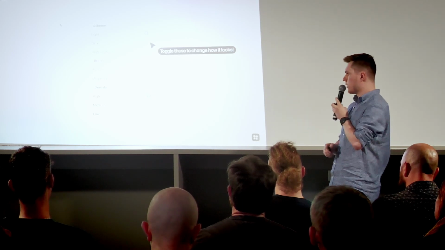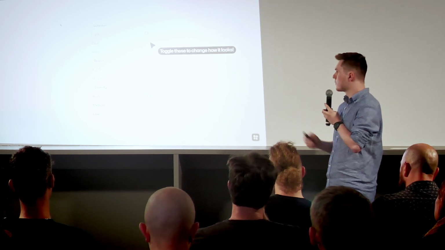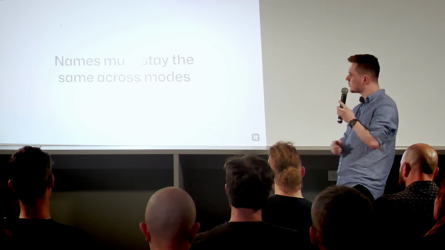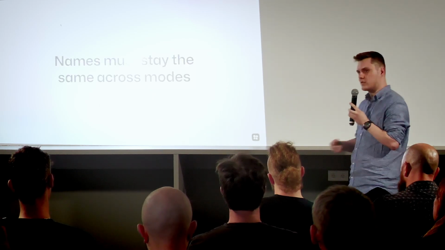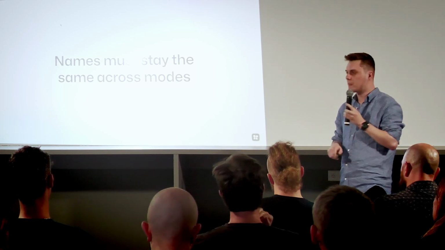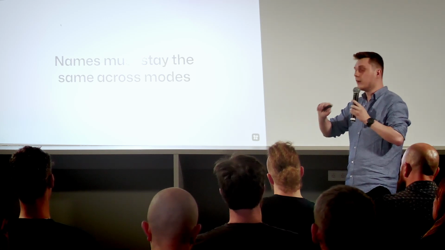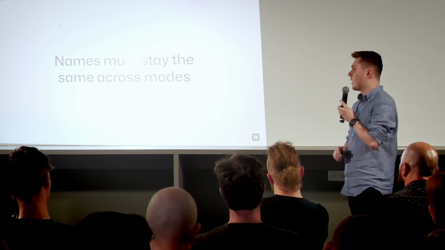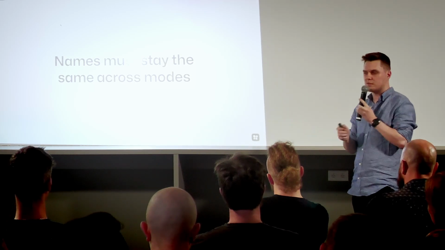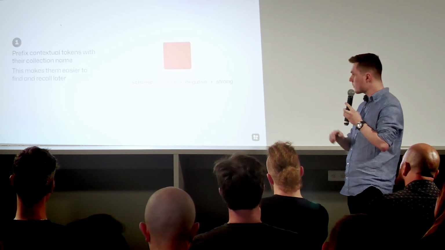You might have lots and lots of different collections of tokens. But yeah, you toggle things and change how the system looks. But names must stay the same across these modes. So if you've ever used variables in Figma, you know that they display them in a table. It makes sense because the token name is always the same, but the value changes with each column. So we keep our names the same, we make them predictable.